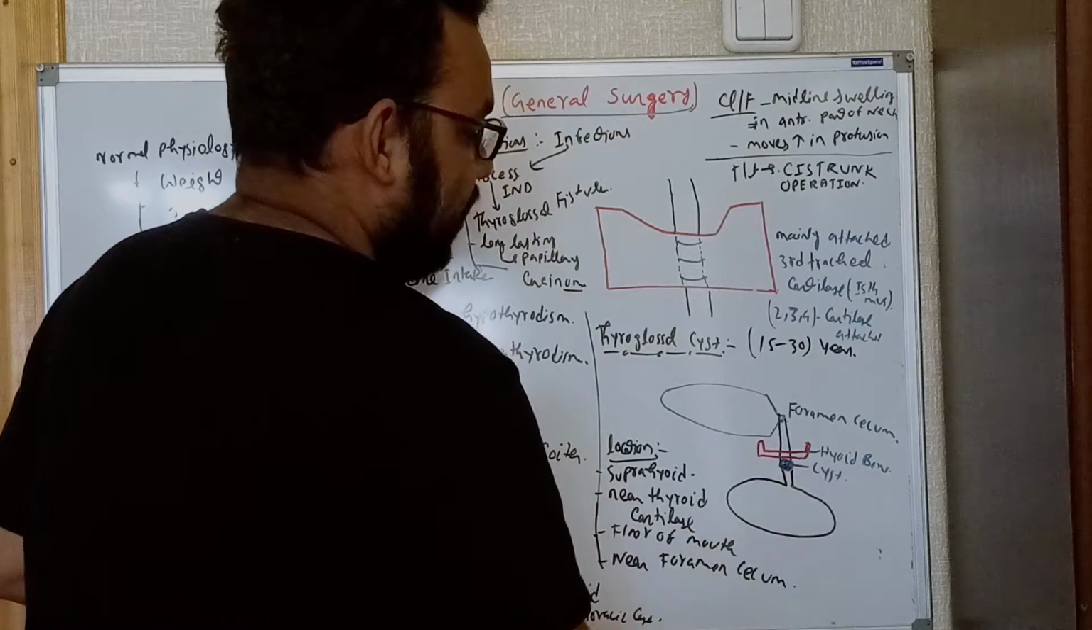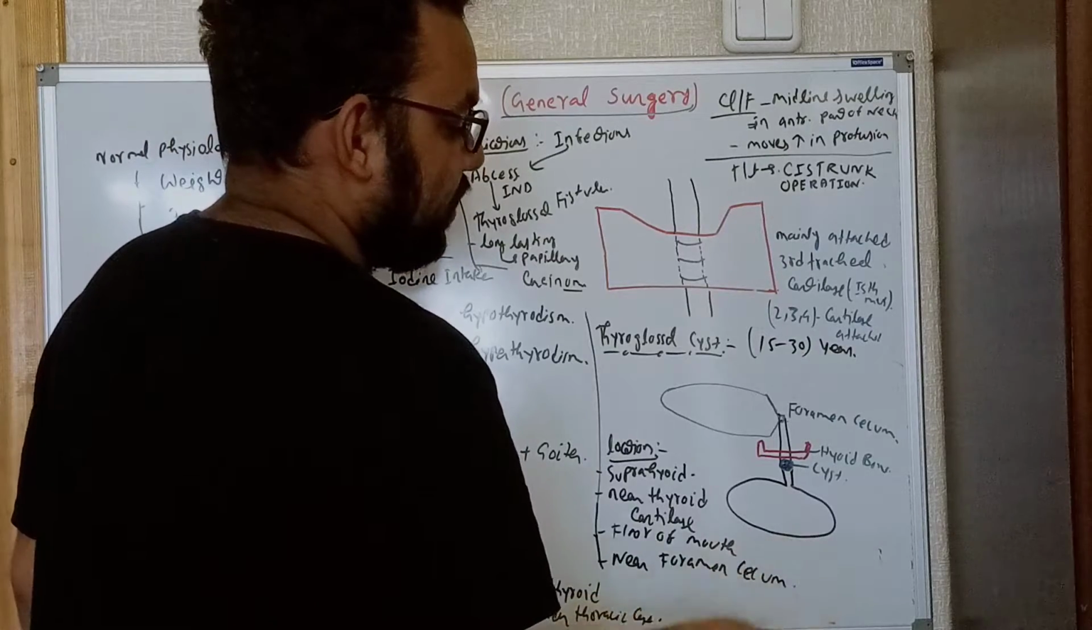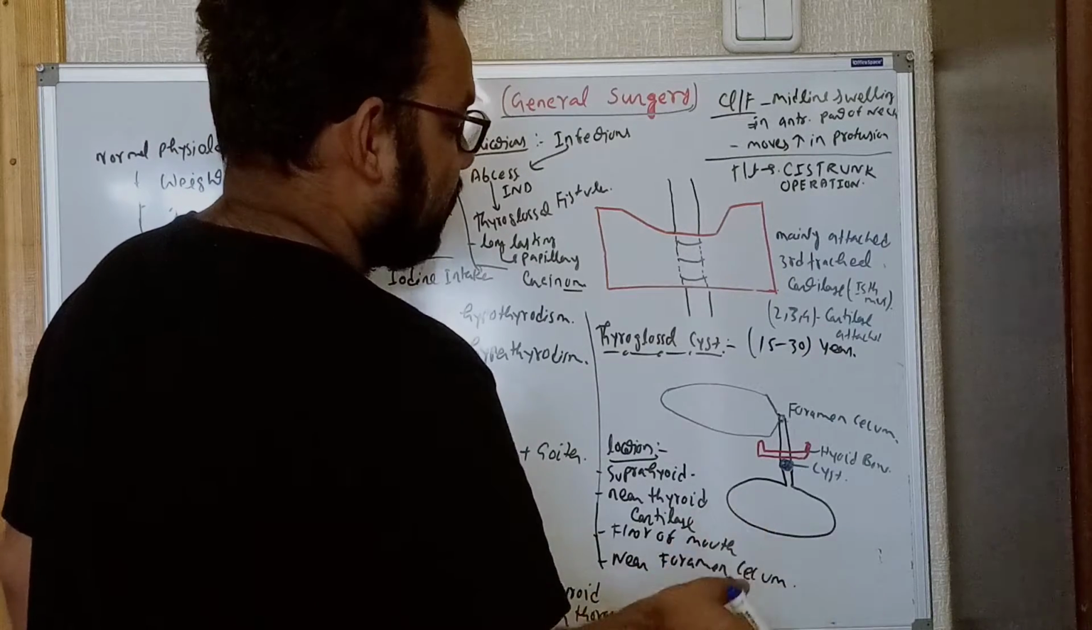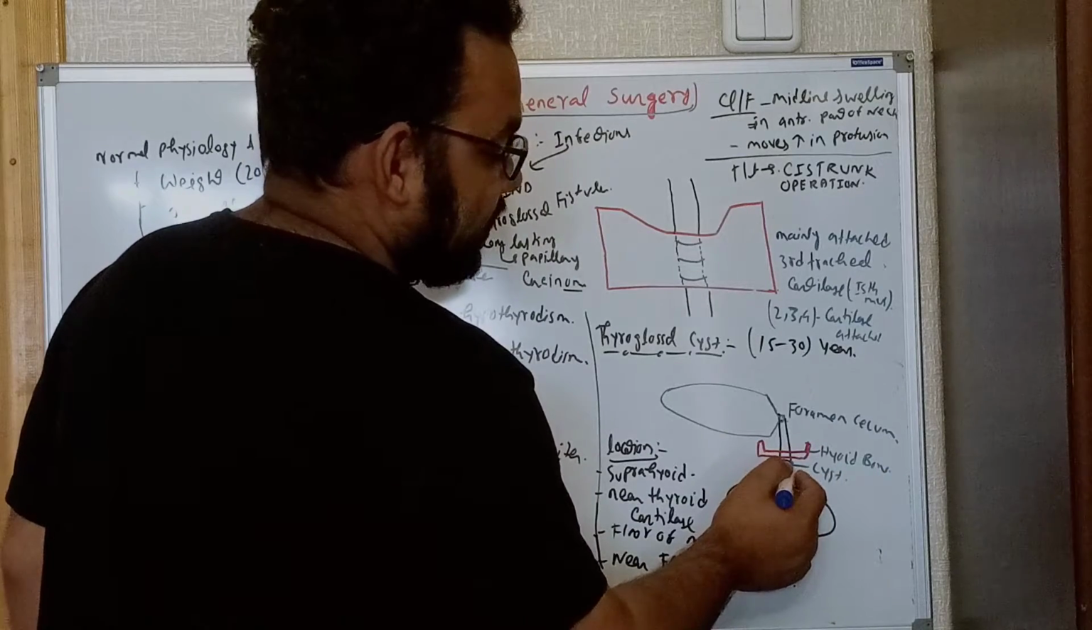Okay, that is the hyoid bone. Now the most common location for the formation of the cyst is where? In the subhyoid region. Here the chances for cyst formation are the maximum.